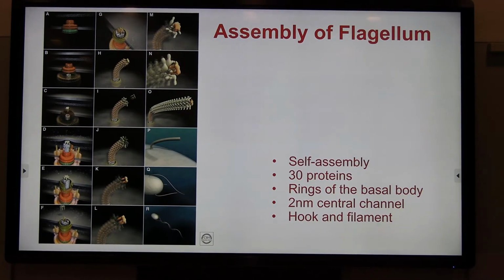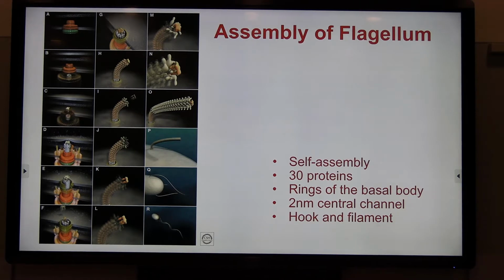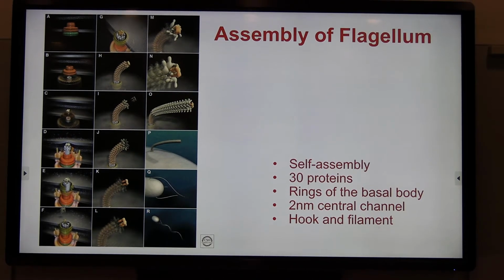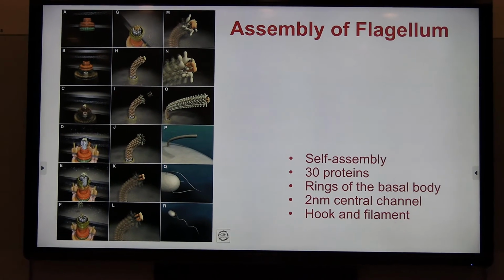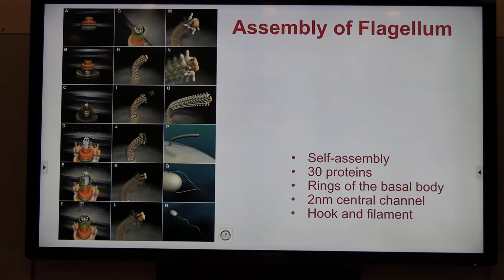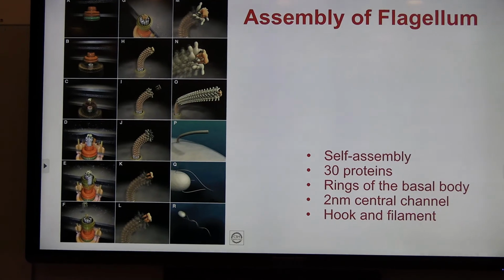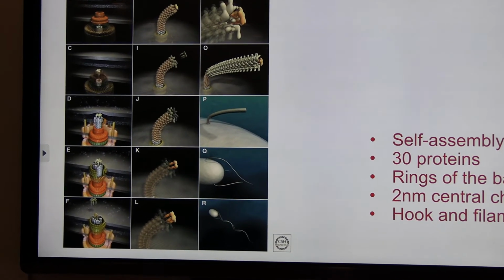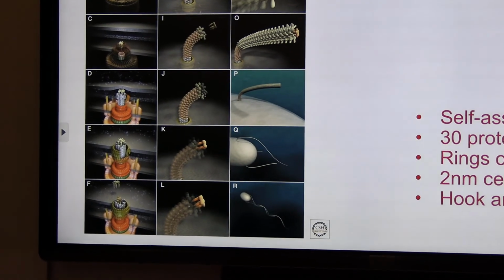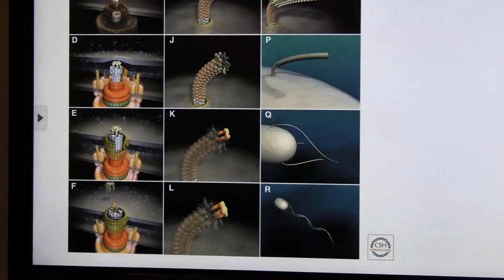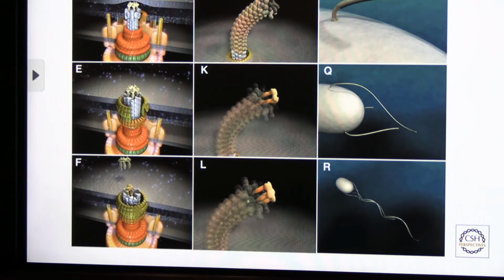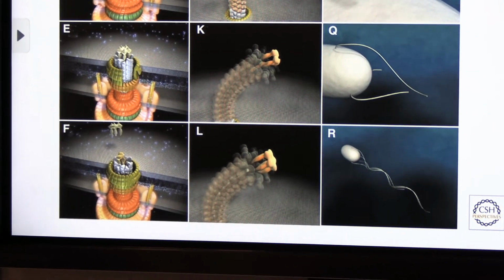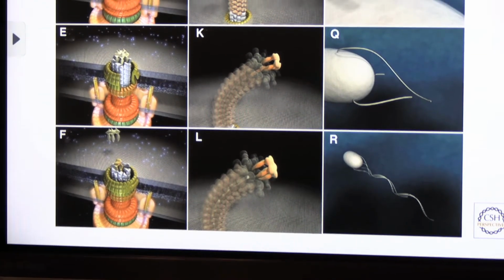These slides will introduce a little bit about the assembly of the flagellum. We call it self-assembly, and it involves more than 30 proteins. First they start with the formation of the MS ring in the basal body.